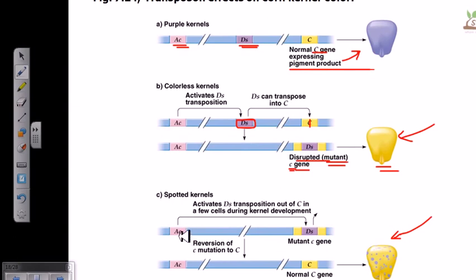So it is sitting there, just controlling the movement of the DS portion. Again, this activator region activates the DS transposable element, or dissociation transposable element, to move out from the C gene in a few cells, allowing the kernel development to continue. So this DS will be gone, and after a few cell divisions we end up with a normal C gene. That means as a result of this normal C gene, a few spots of purple color can be developed.